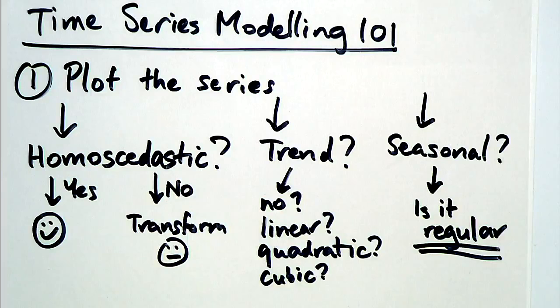So all of that stuff is done by looking at your initial plot. Is it homoscedastic? What do you think the trend is? Is there a seasonal component?